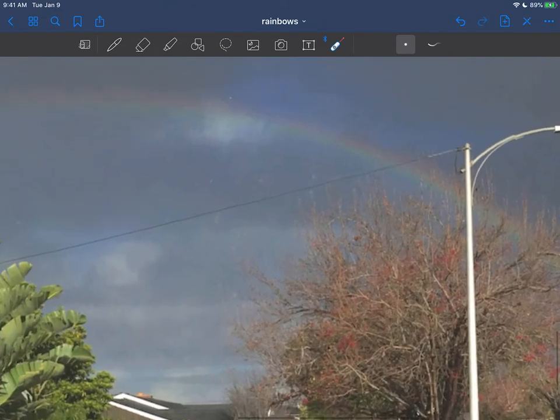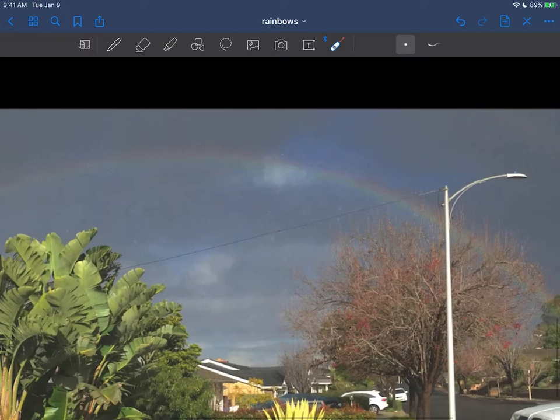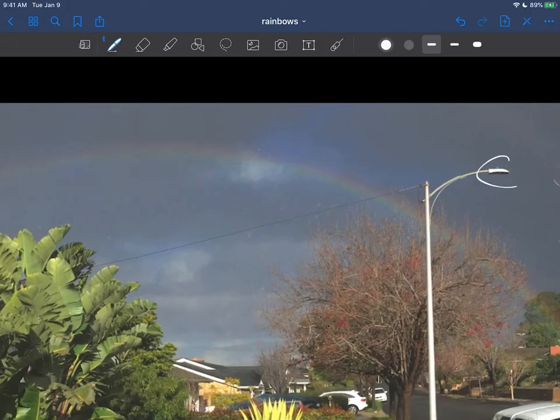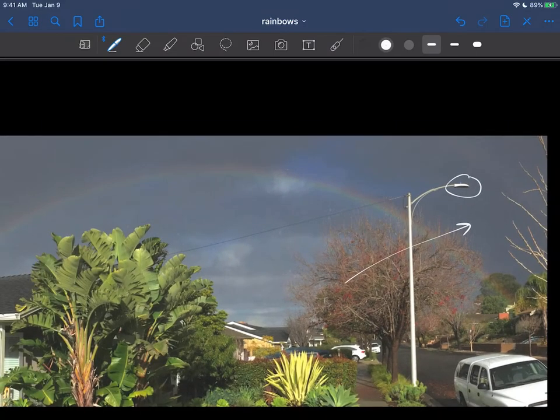Here's a close-up of it. See that? This is this awful street lamp that prevents me from seeing the Big Dipper when I look outside at night, because my north is that way. But anyway, beautiful rainbow there.